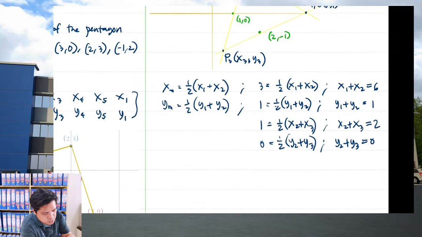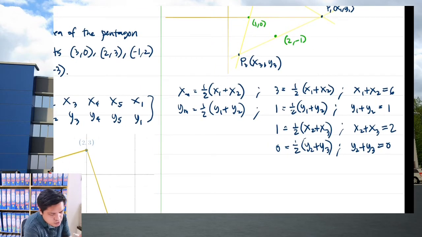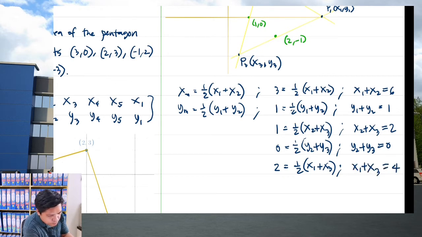Then let's proceed to between P1 and P3. So pwede natin baliktarin ulit. Unahin natin yung x1 kasi plus naman. Then we'll say that 2 is equal to 1/2 (x1 plus x3). So it means that x1 plus x3 is 4. And negative 1 is equal to 1/2 (y1 plus y3). So that means y1 plus y3 is negative 2.